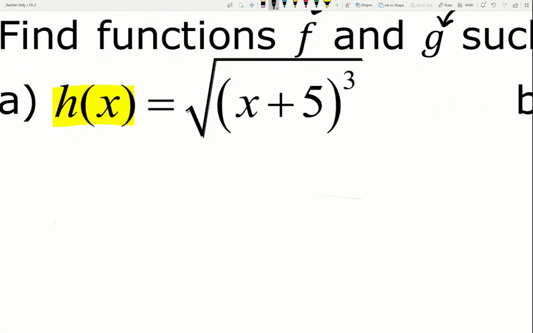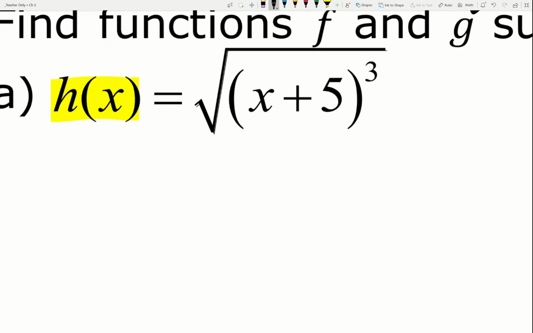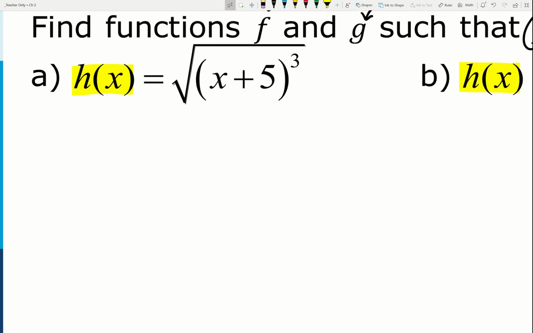Can we detect that there is some sort of inside function that is having an operation performed to it? I should point out before we get started that there are a dozen different ways that you can do a decomposition of two functions. There's a lot of different ways to look at it. So I'm going to give you a couple of sample ways, and then we'll move on.